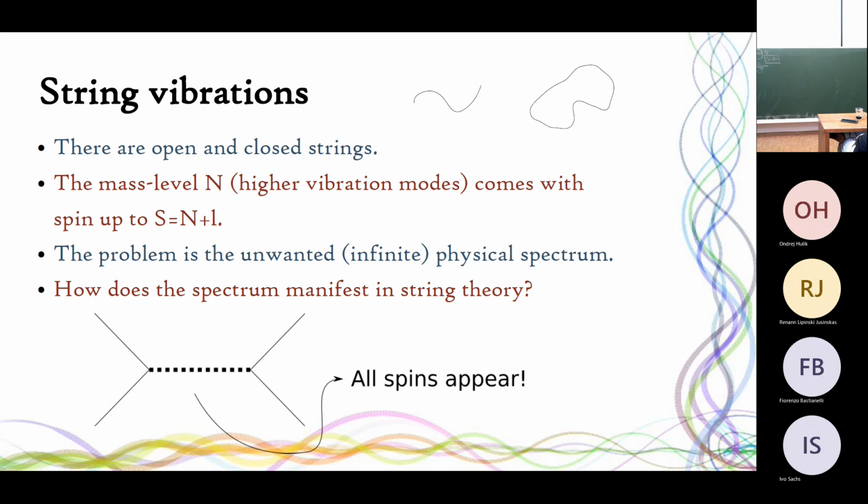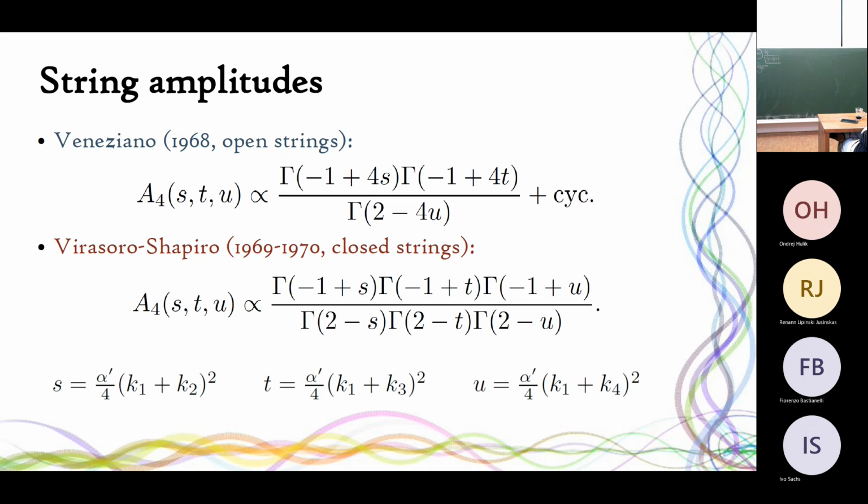Okay, so I hope it's clear that even if you don't have higher spins in the external states, the internal states will have them. So you have to take them into account. And how do we see this from string theory, from actual computation of the amplitudes? This is what you see here. These are very famous results. I believe you have heard of the Veneziano amplitude. This is one for open strings. And then there is a closed string version from Virasoro-Shapiro.